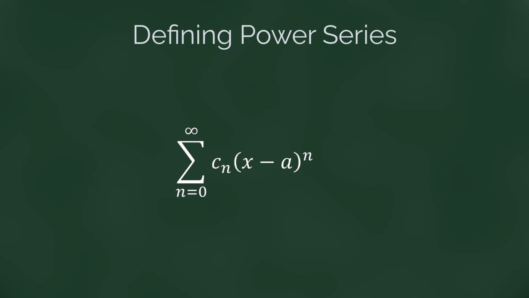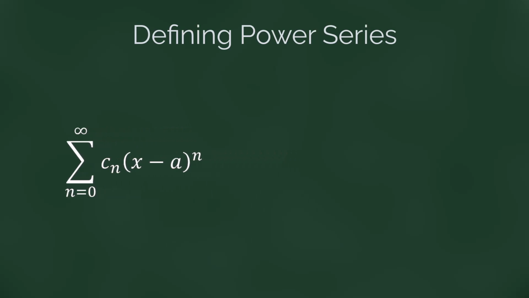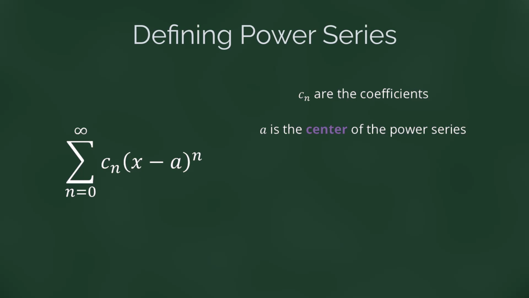We can generalize this idea from geometric series to create something called a power series. A power series is one written in the form the sum from n equals 0 to infinity of c sub n times x minus a to the n. Let's look at a few definitions related to power series. First, the c sub n's at the beginning of each term are called the coefficients. A is the center of our power series.